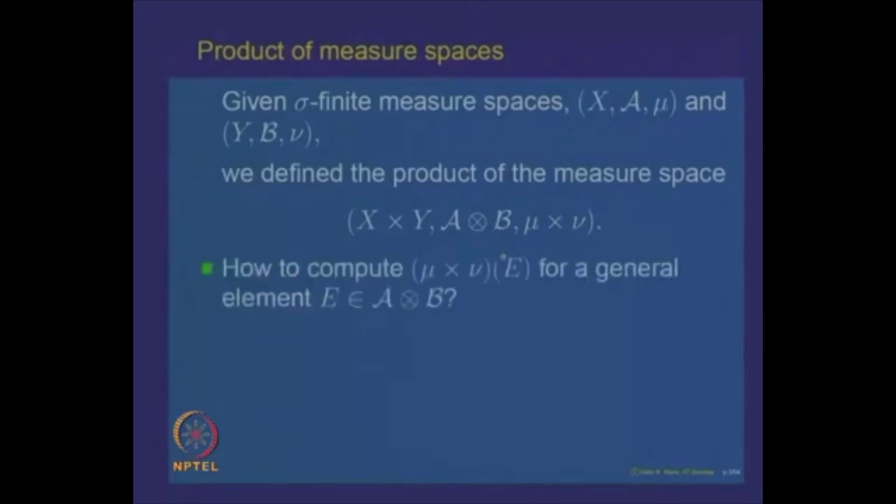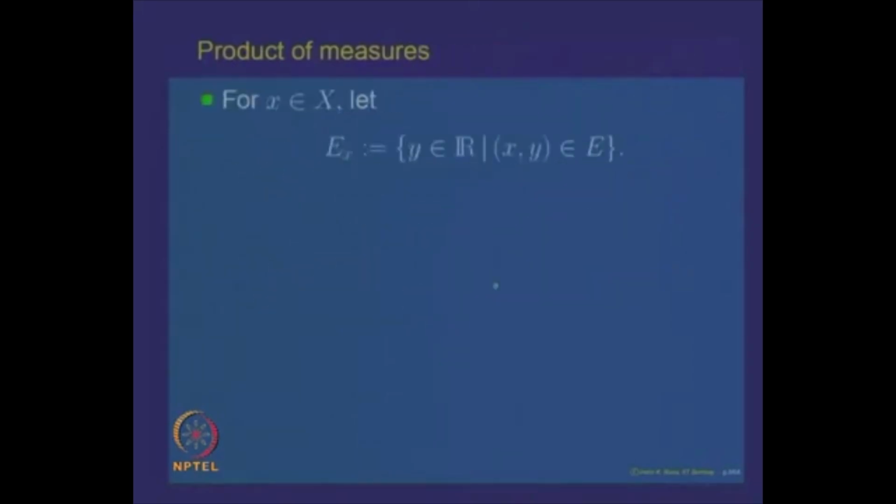So, the problem we wanted to analyze was that given a set E in the product sigma algebra A times B, how do we compute the product measure mu cross nu of E, because at present we only know that mu cross nu is defined on the sigma algebra A times B via the extension theory. To do that, we had said that we should try to look at what are called the sections of the set E. So, let us recall what is called the section.